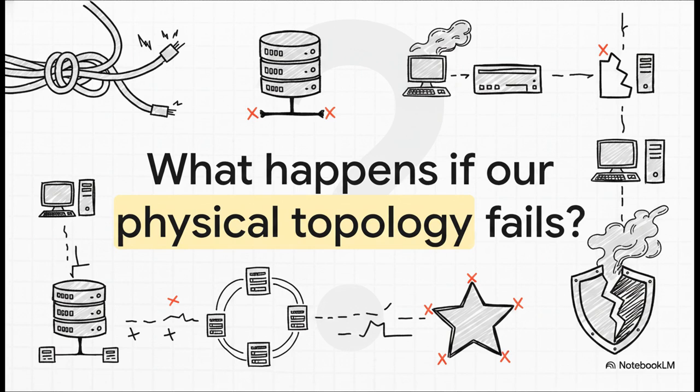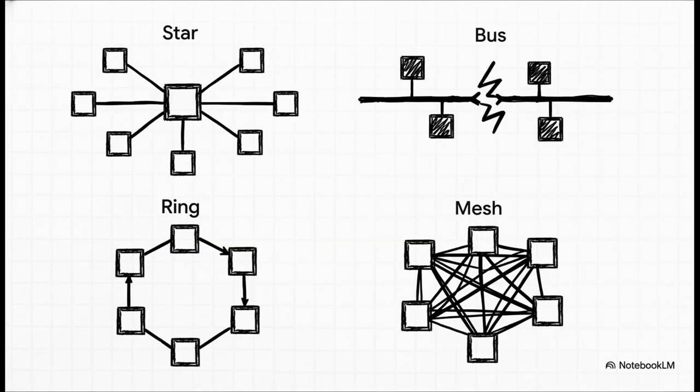Well, the way you physically string your cables together, your topology, entirely dictates how resilient your network is when disaster strikes. Let's break down the main topologies because your professors love testing this. In an old-school bus topology, every device shares one single backbone cable. If that one cable snaps, boom, the entire network goes dark.